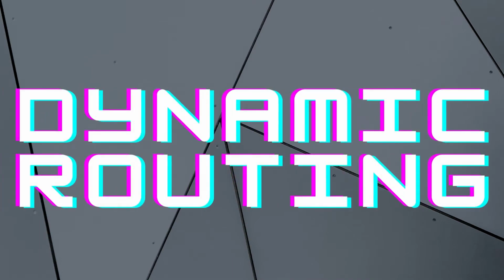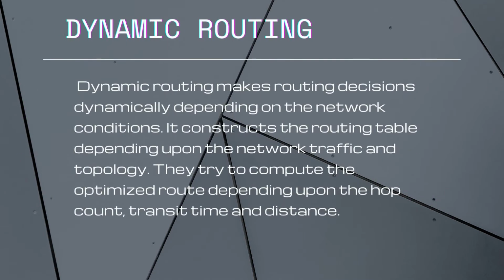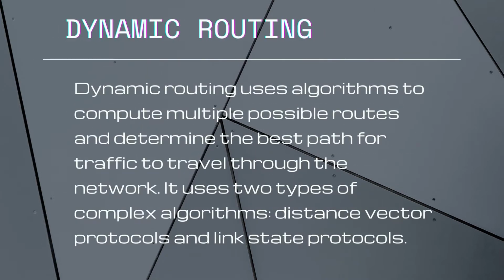Routing algorithms can be broadly categorized into two types: dynamic routing and static routing. Let us first discuss dynamic routing. Dynamic routing makes routing decisions dynamically depending on the network conditions. It constructs the routing table depending upon the network traffic and topology. They try to compute the optimized route depending upon the hop count, transit time and distance. Dynamic routing uses algorithms to compute multiple possible routes and determine the best path for traffic to travel through the network. It uses two types of complex algorithms: distance vector protocols and link state protocols.